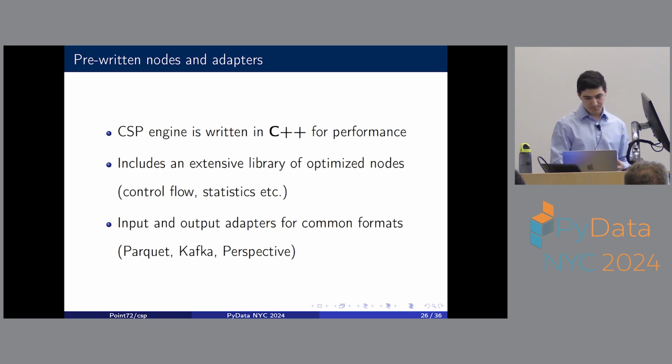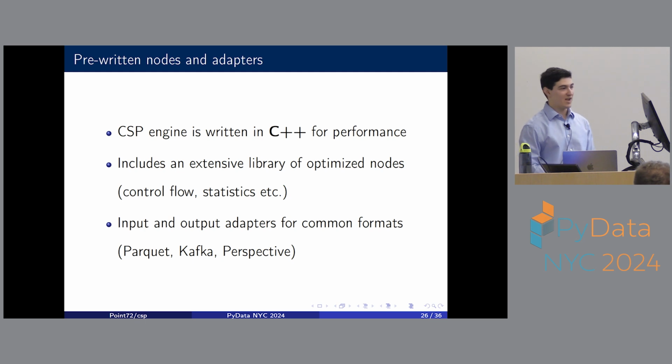And we also provide some of the input and output adapters for you to use out of the box. These are mainly for common data formats, things like Parquet, which is a very useful source for historical data, things like Kafka for real-time, which is a very common message format, and Perspective, which is a real-time visualization output adapter where you can visualize things in real time. For example, the earthquake example that we'll look at is using Perspective to achieve that.